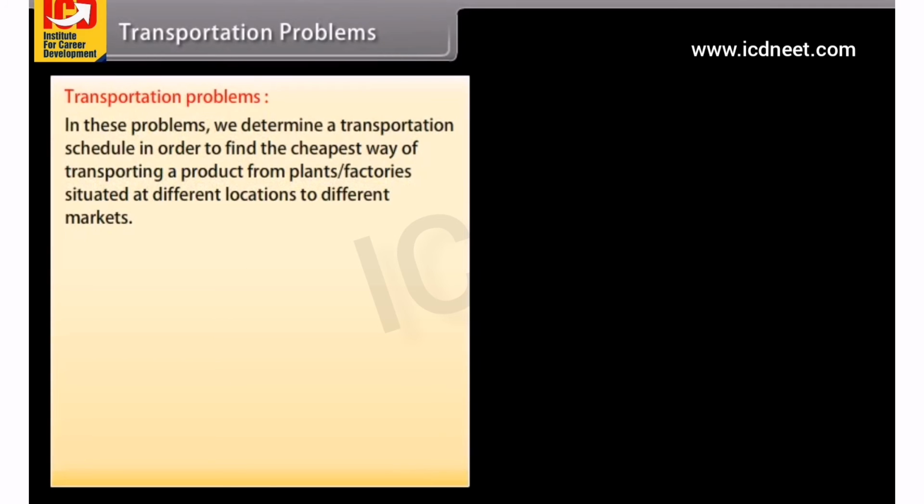Transportation problems. In these problems, we determine a transportation schedule in order to find the cheapest way of transporting a product from plants, factories situated at different locations to different markets.